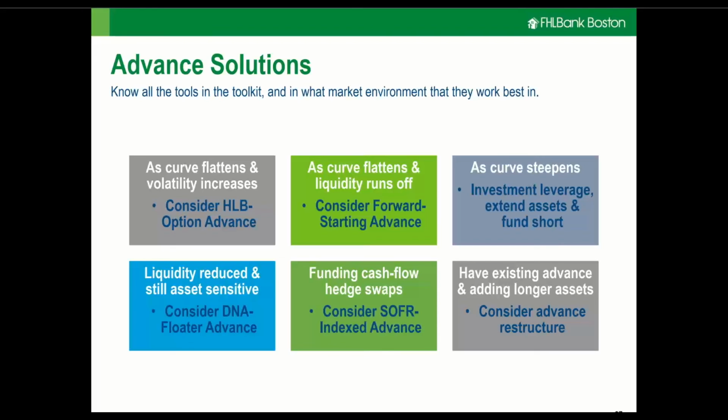Back in February of 2020, the HLB option advance presented some relative value as volatility increased, such that those rates were in the 15 to 20 basis point range, and NBS yields were at 150 to 175. The other example here is the forward starting advance, which had a stretch in the last couple months where it became very popular as the curve flattened and pricing looked attractive. So keep those in mind as conditions change and specials are chosen based on where we see opportunities in the market.